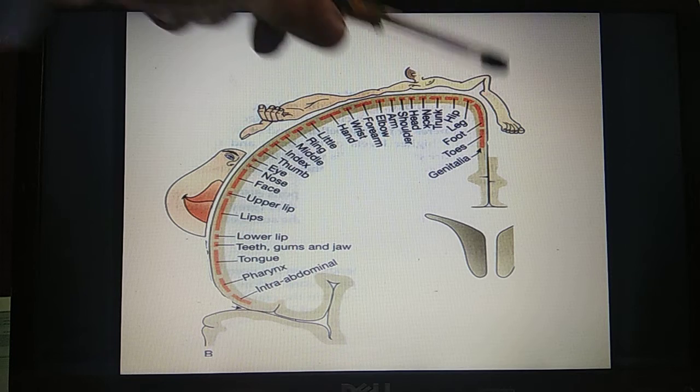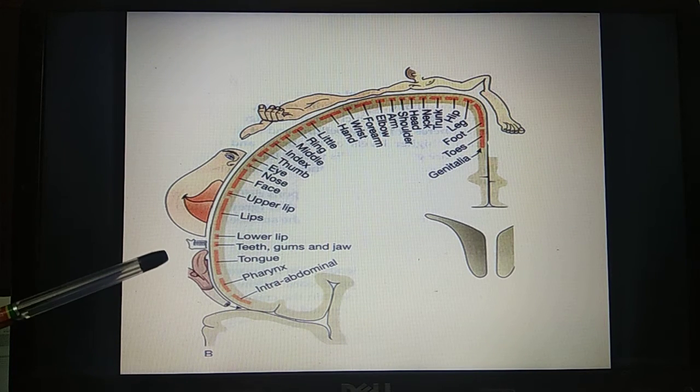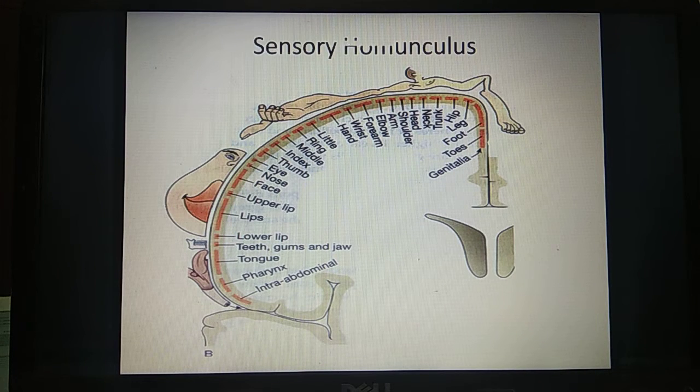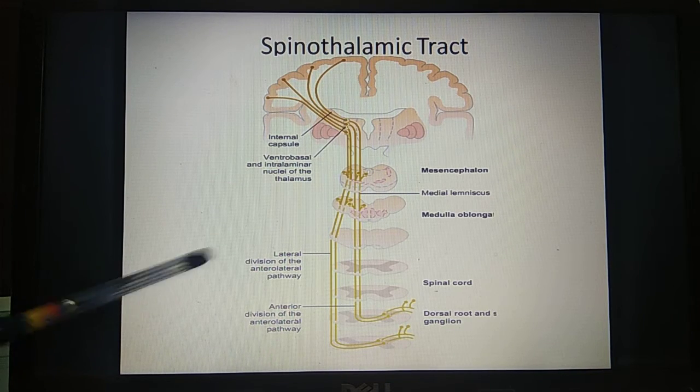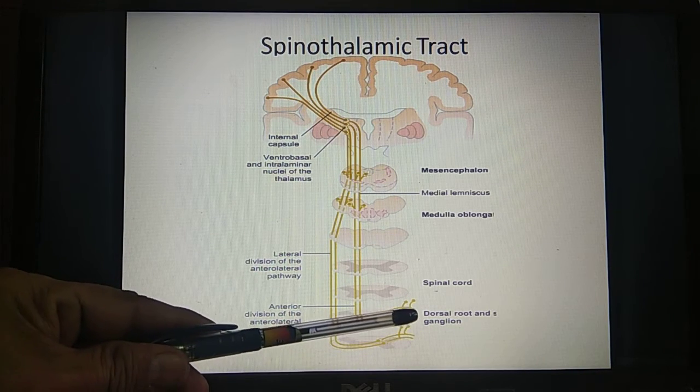And you can see the foot area and the intestinal area. So this is basically the whole body representation in the cortex. This is called the sensory homunculus. This is the book diagram from your book. You can see the same thing I have mentioned.